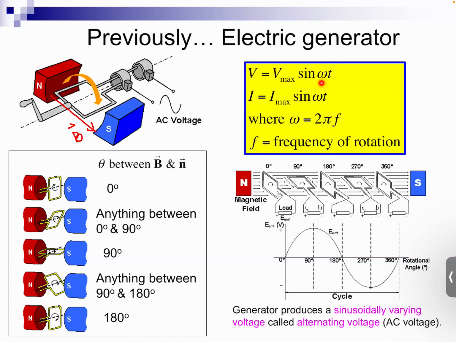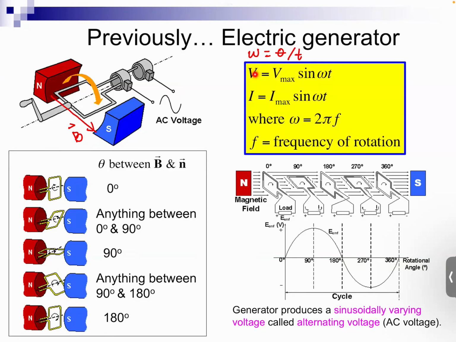Last time when we learned about the operation of a generator, we wrote the angle theta in terms of the angular velocity, recalling that the angular velocity is angular displacement over time, and hence the angle theta can be written in terms of omega, which is the angular frequency. The angular frequency is related to the frequency of rotation, meaning how many rotations the coil will have per second.